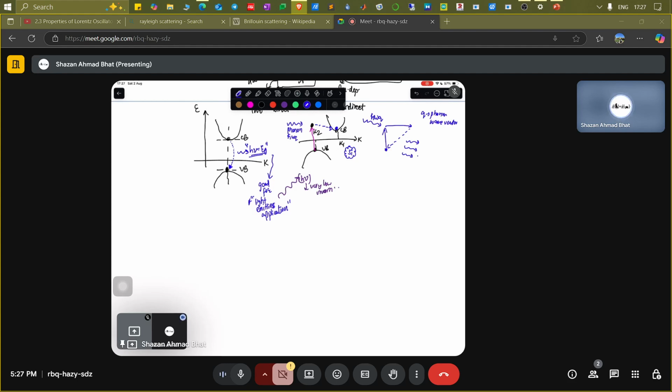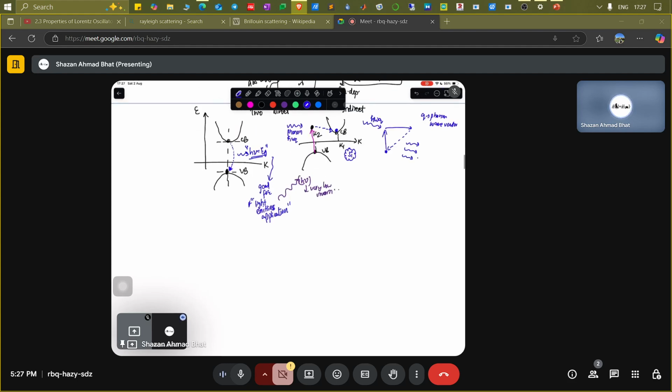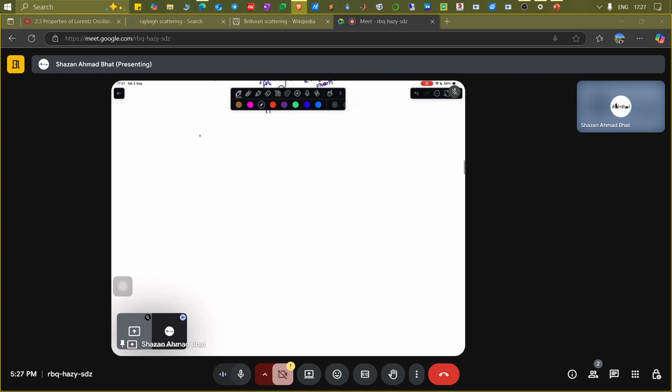Okay, so what happens now if you have, for example, metals? Let's talk about metals. Metals are quite unique in that they have a lot of free electrons.